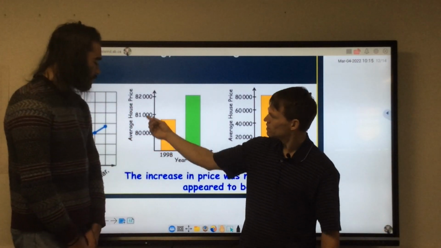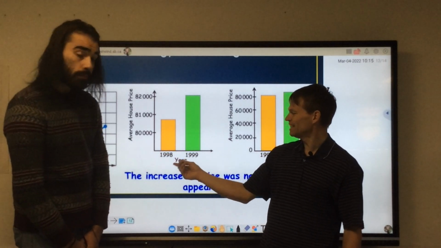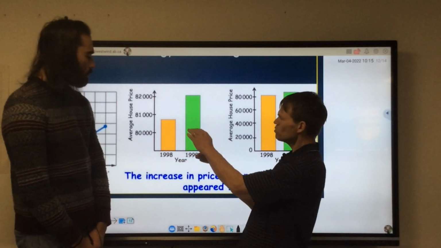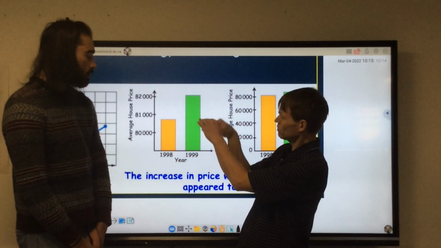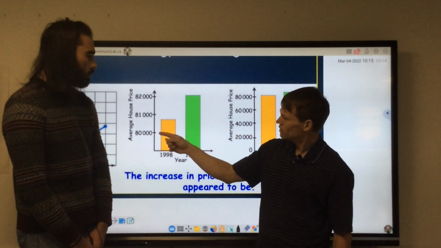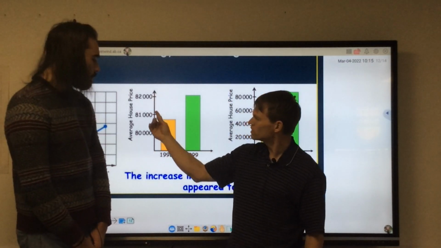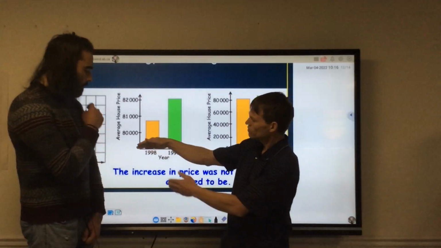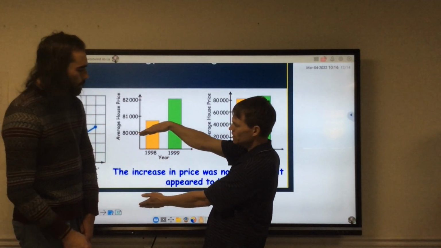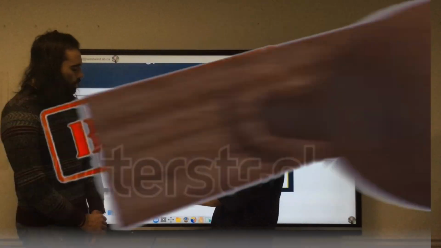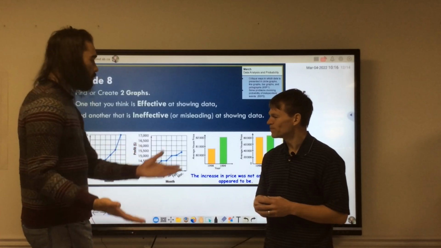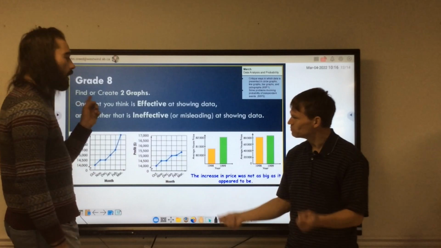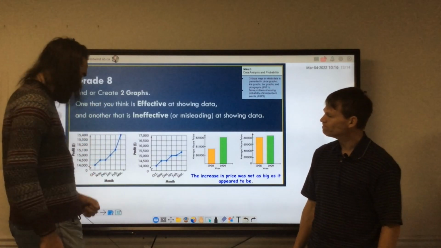Here's another example of something that might be a little bit misleading. It looks like this is the average house prices in 98 and 99. And it looks like, whoa, in 99 they went almost double, right? But, again, we go over to the y-axis and you notice that they're just taking a small sample. They've cut out a lot of the graph down here, and so it kind of misleads you. Busted. Effective? Non-effective. So you can find or create graphs. We'll see how you do with that.